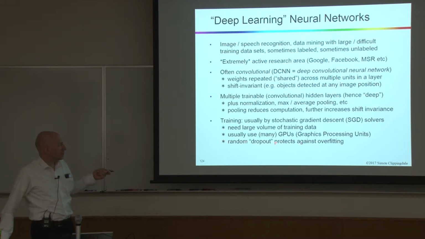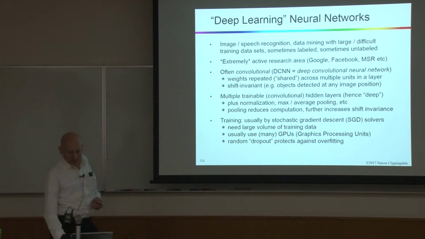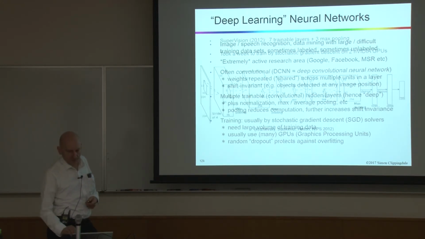Random dropout. Dropout is a modification of the training algorithm to prevent overfitting. So what it means is that at each training cycle, you randomly leave several units unaffected. You don't update them. And that protects against falling into local minima.